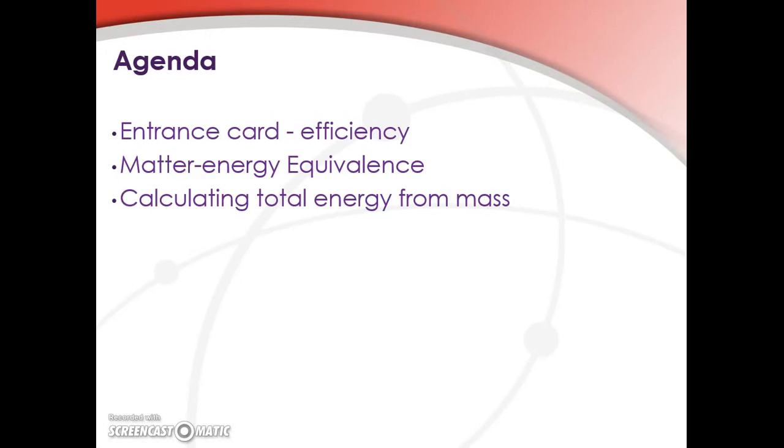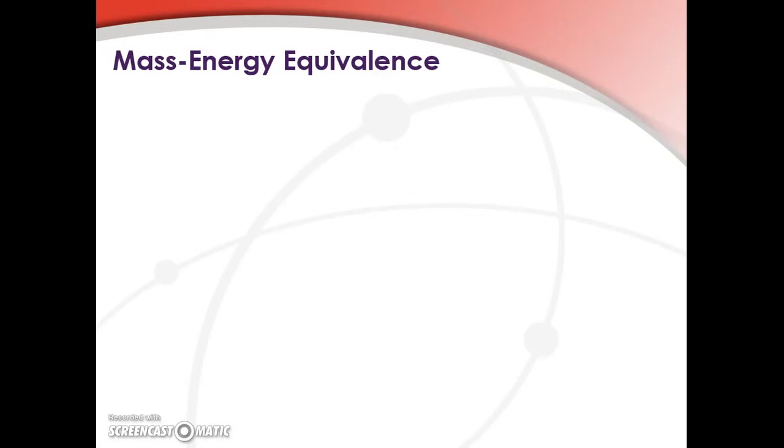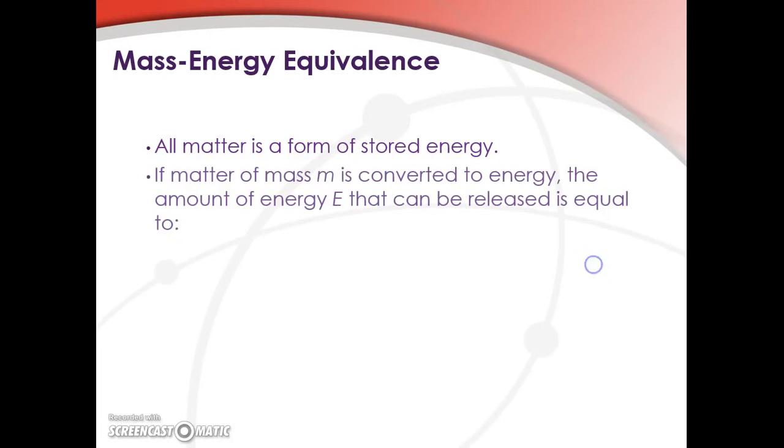So we're going to talk about matter-energy equivalence, talk about calculating total energy from mass, and processes for getting energy from mass. Okay, so many of us are aware already that all matter is a form of stored energy. If that matter can be converted to energy, the amount of energy that can be released is equal to perhaps the most famous equation of all, E equals mc squared, where m is the mass and c is the speed of light, 3.0 times 10 to the 8 meters per second.